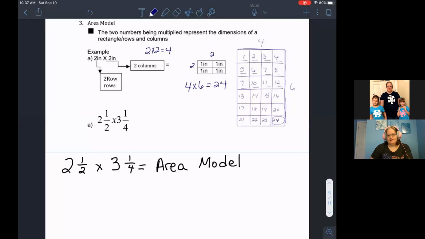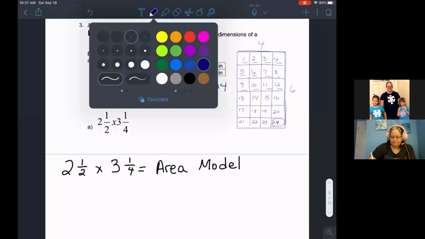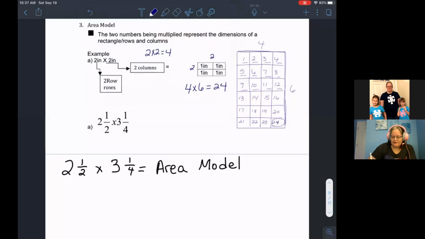Okay, everybody, I realized I made a mistake on number 3, the area model. What that means is, we did do this part correctly. Like say we have 4 by 6. It's the same as if you draw a box and you want to find the area of the box, like everything that's inside the box.